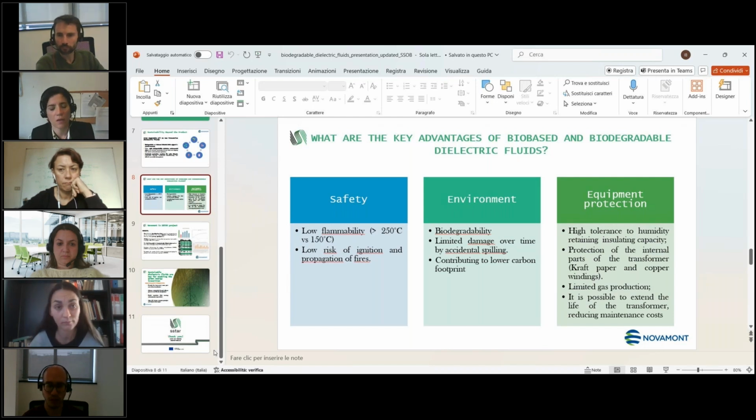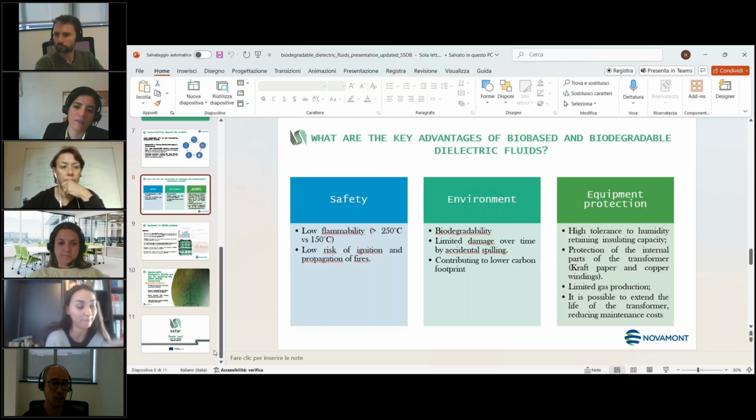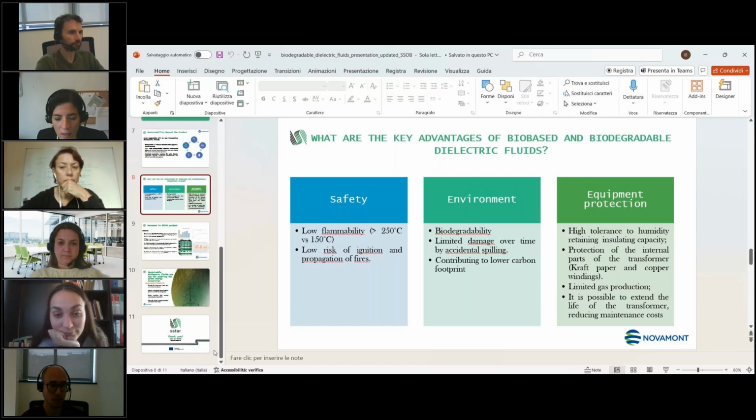And then also there is a technical aspect, which is the protection of the equipment. We assessed during the whole work done within the STAR project that these oils could be compatible with the materials used to build up the SST modules. In general, these kinds of oils are able to better protect the parts of this equipment, such as kraft paper, wood inside the equipment, and are protective towards also metal materials. Next slide, please.